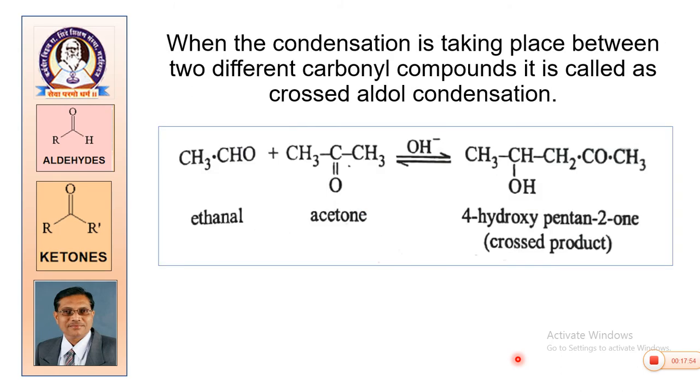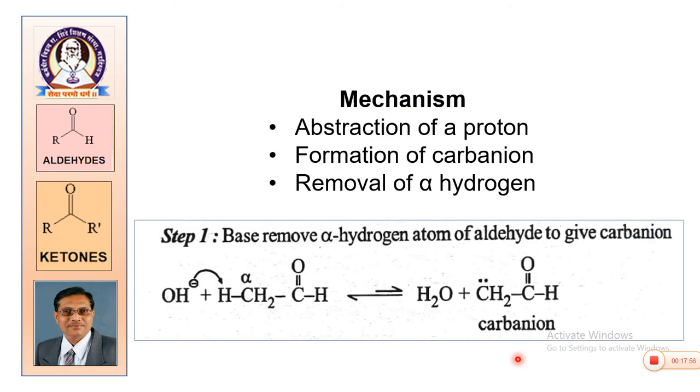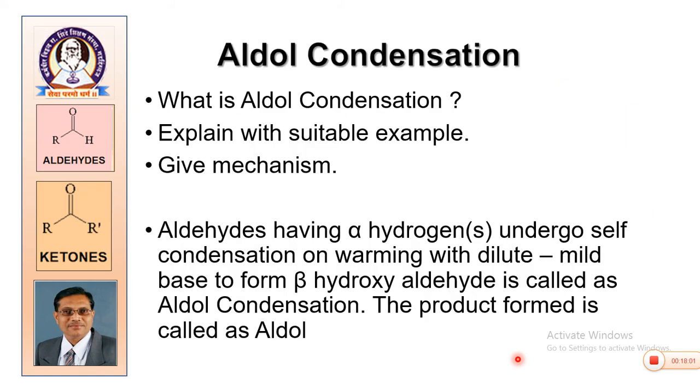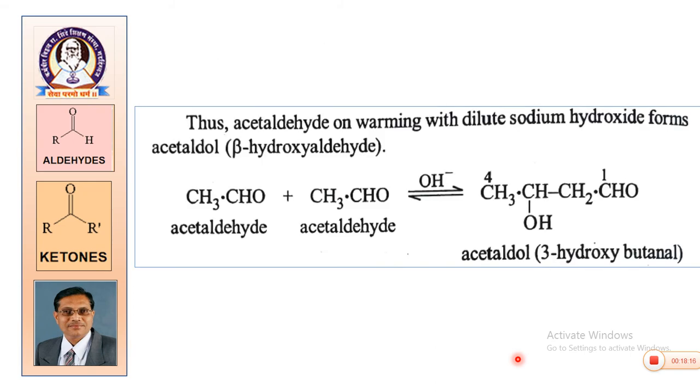Once again we will go through the details right from the beginning. We begin with the definition. Aldehydes having alpha hydrogen undergo self condensation on warming with a dilute mild base to form beta hydroxyaldehyde, which is called aldol, and the condensation is called aldol condensation. This is the general example. Two molecules of acetaldehyde undergo self condensation to form 3-hydroxybutanal, a beta hydroxyaldehyde, or it is called acetaldol.